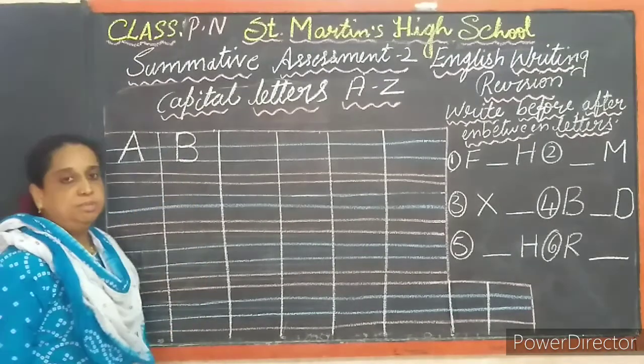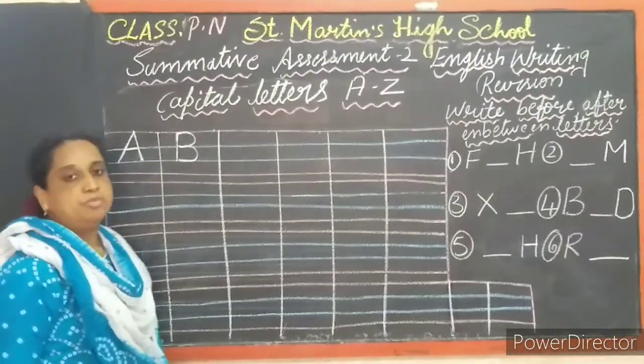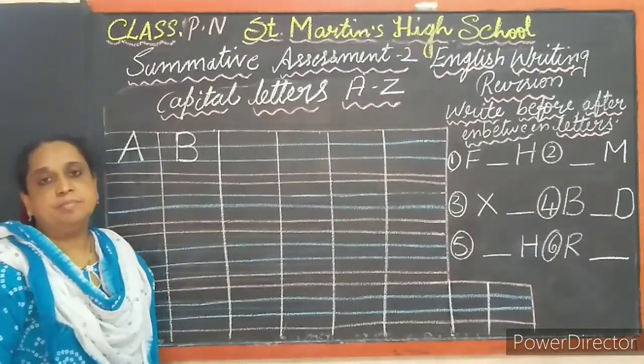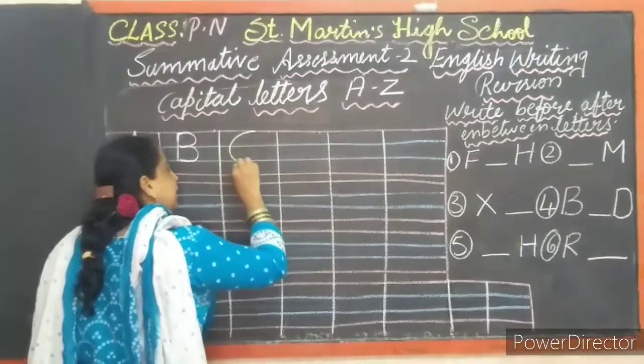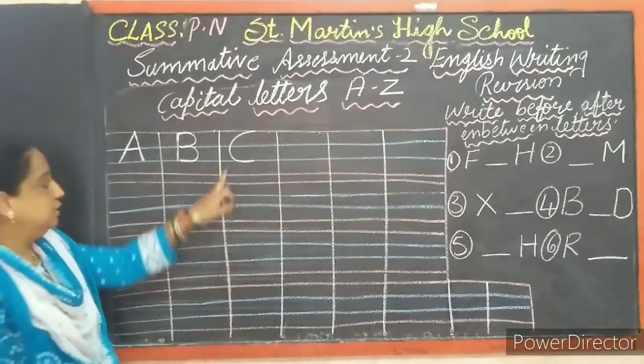You all wrote, children, with me? Yes. Now, after B, what letter will come, children? Can you tell me? Very good. C. C is nothing but the left curve.